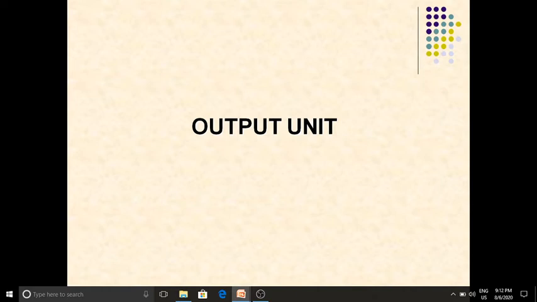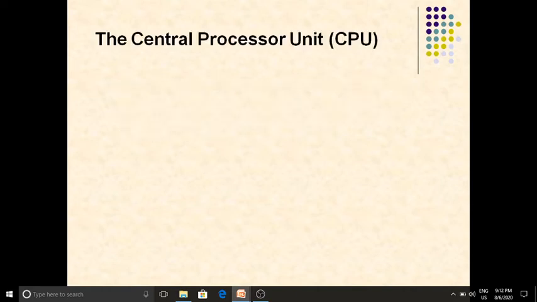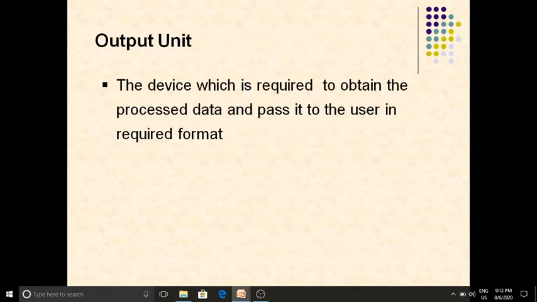Okay, these are the functions performed by input units. Next is the output unit. What are the output units you have? So what is an output unit? The device which is required to obtain the processed data and pass it to the user in the required format. It is nothing but whatever desired output we need can be had through the output unit.